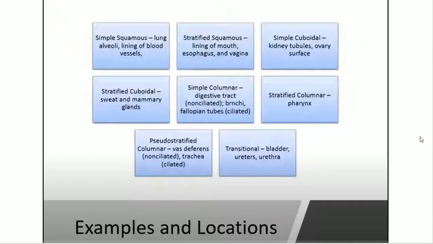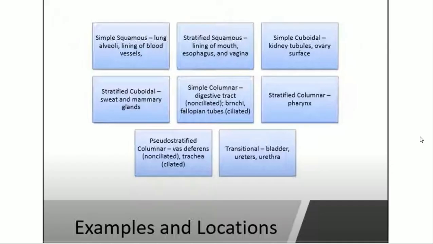All right, simple cuboidal. Cuboidal cells look like little cubes, little squares. Simple cuboidal cells line the kidney tubules and the ovary surface. And then stratified is going to be rows of cubes. Stratified cuboidal cells look like a brick wall, essentially. They line the sweat glands and the mammary glands. That's where you can find those.